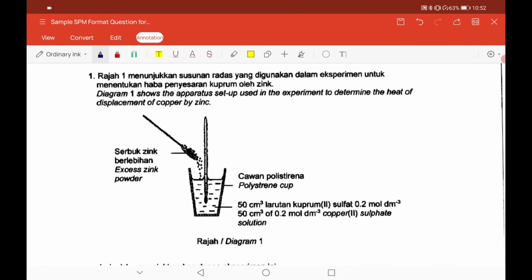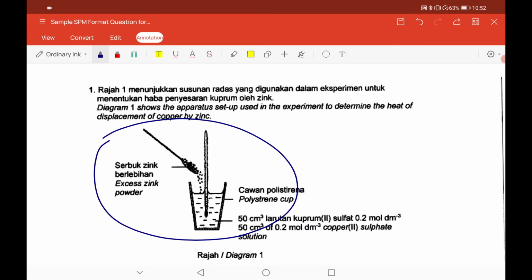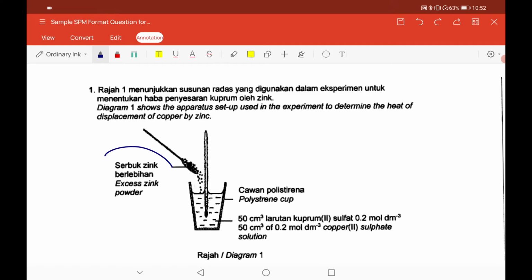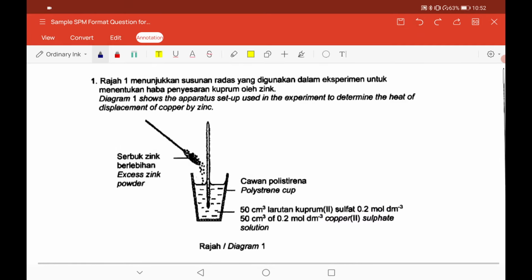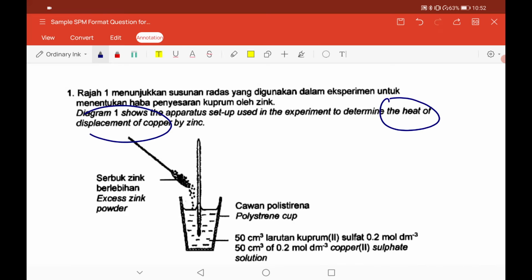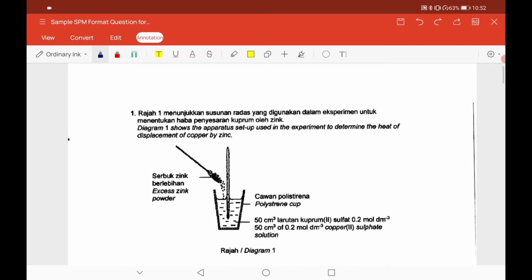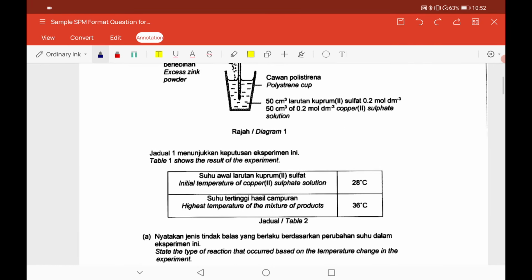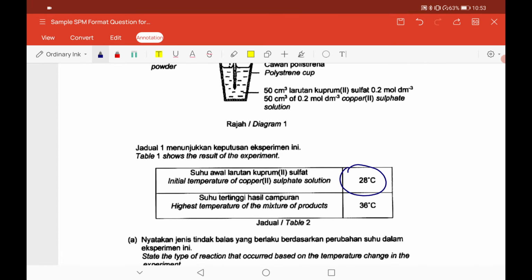So you see, you are given a picture. In this picture you have zinc powder, we have a polystyrene cup, and we have copper sulfate solution. So this one should be a displacement because the question says heat of displacement. Okay, so let's start with the question. They give us the results. This is the initial temperature and this is the highest temperature.